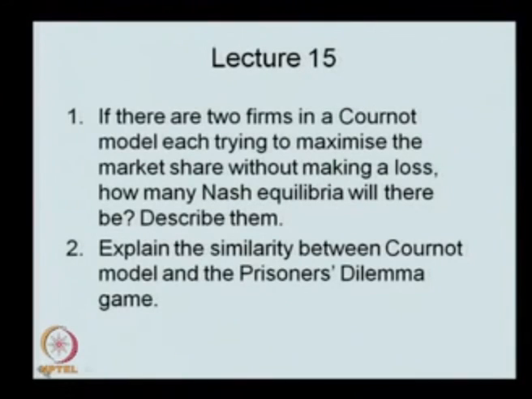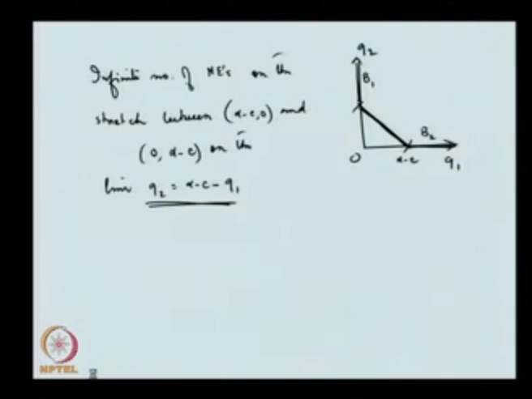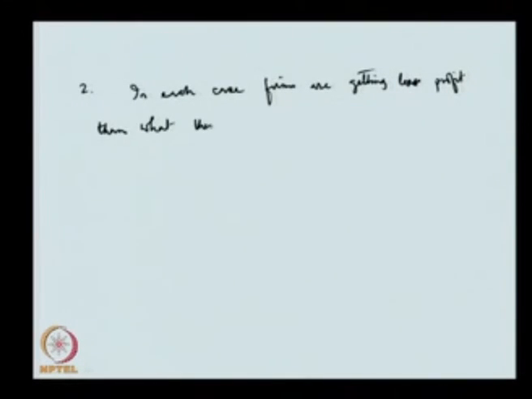What was the second question? Explain the similarity between Cournot model and the prisoner's dilemma game. Well, the similarity is very simple. In each case, the firms are getting less profit than what they could get through cooperation.